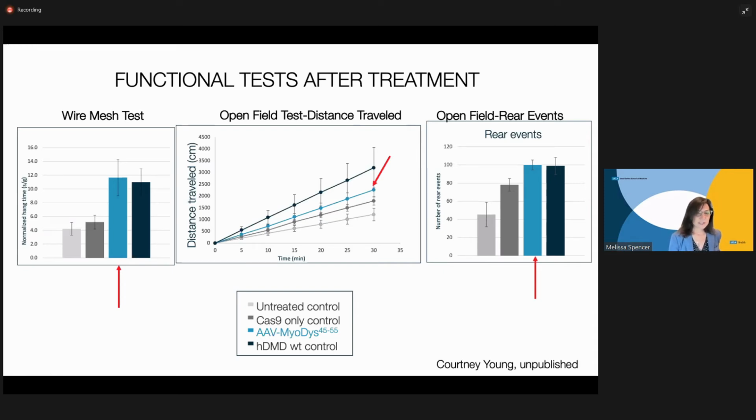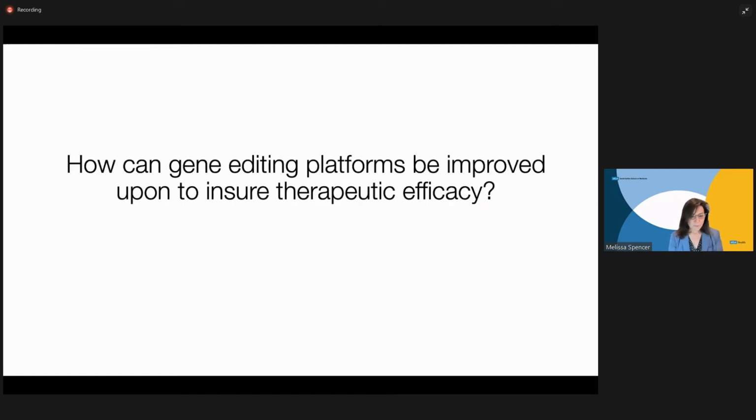But these studies are done under optimal conditions. We are dosing very young mice who are transduced much easier. And we know that we really have to improve our platform and all aspects of it before we can ever go into patients. And that's our ultimate goal. So how can we improve our platforms?